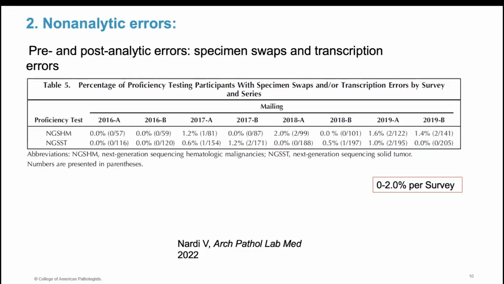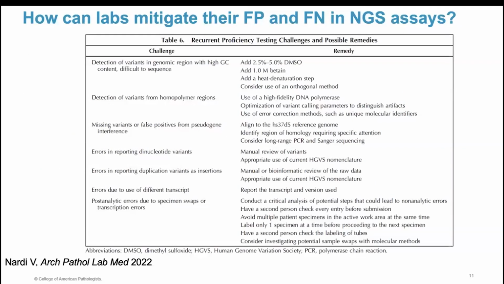Going on to non-analytical errors, those could be pre or post-analytic errors due to either specimen swaps or transcription errors. Fortunately, they are uncommon, but between 0 and 2% of surveys have this type of error. And so how could laboratories mitigate false positive and false negative errors in their NGS assays?